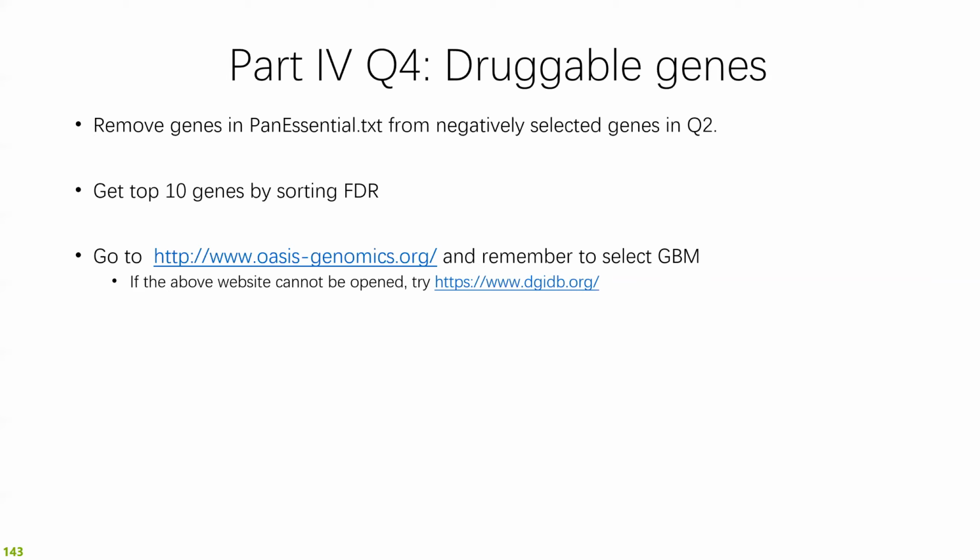But when I tested homework 6, it seems that it's possible we cannot open this website for some unknown reason. So I found another website for you to try. And with a similar idea, you should go to that website and input the genes. I think in this case you cannot select glioblastoma, but in any way, just input the genes and see if it will show any druggable information.